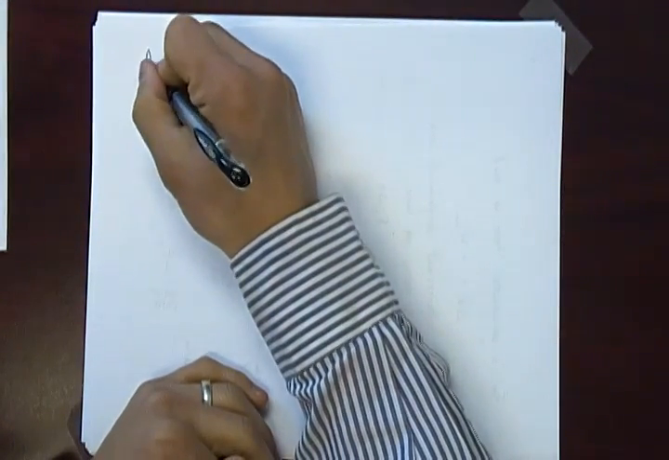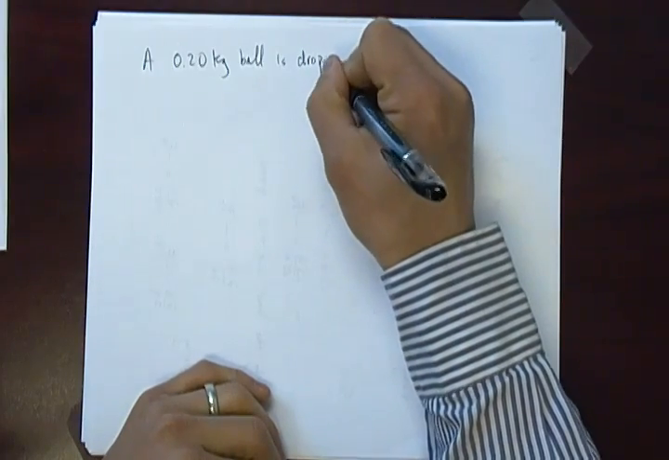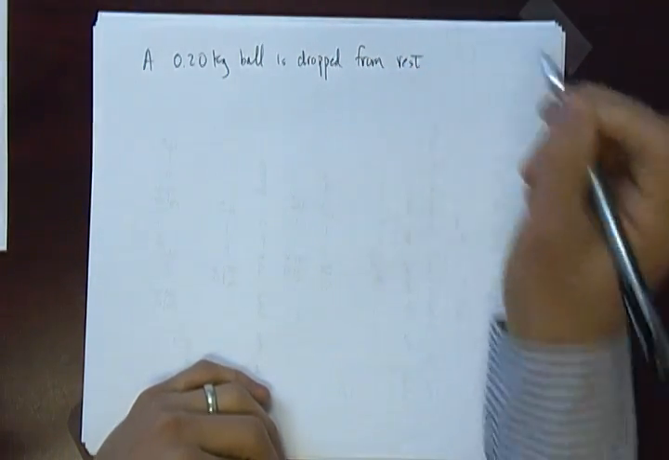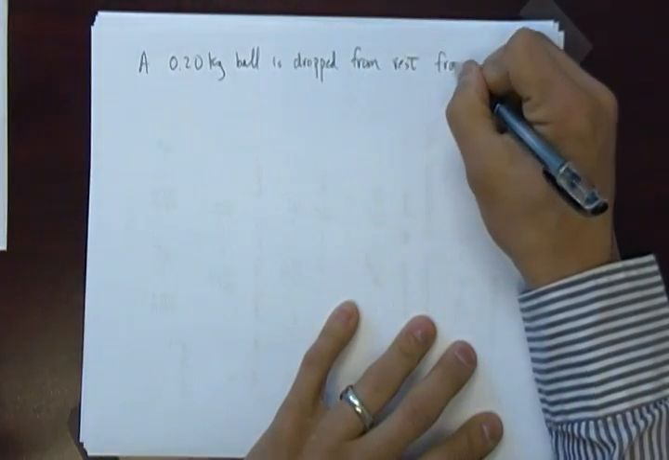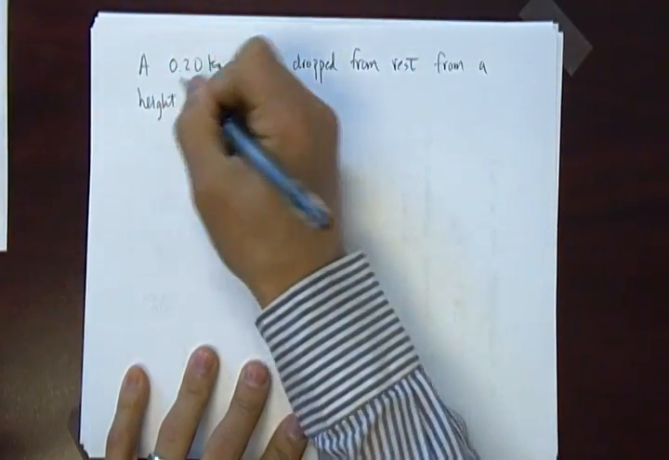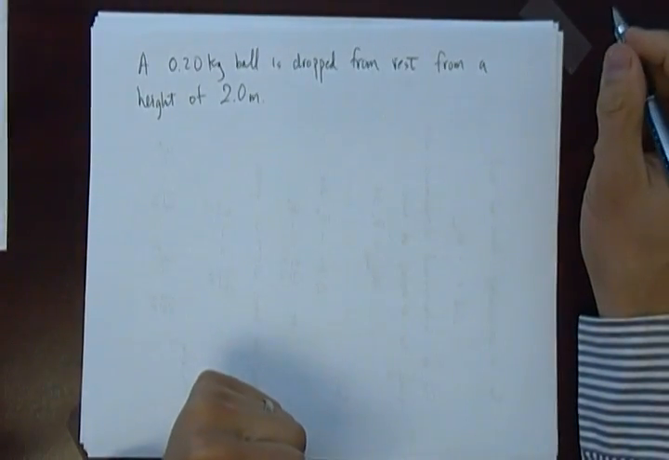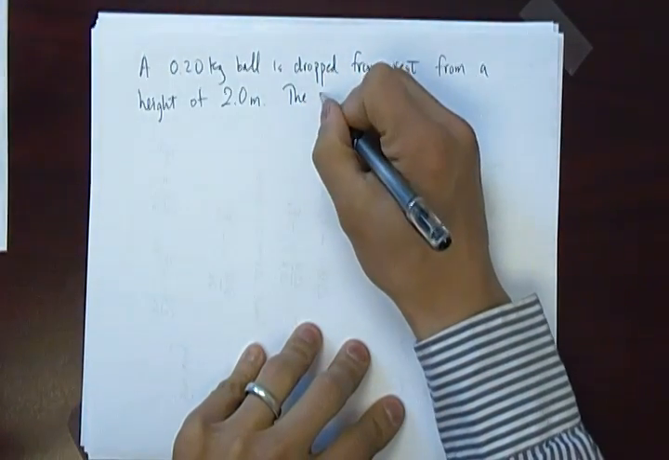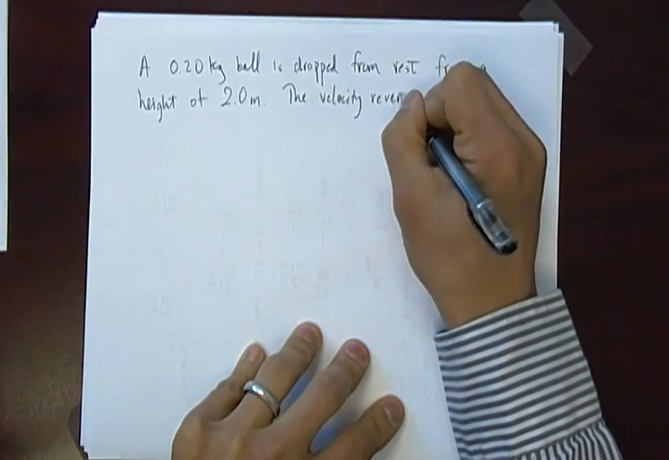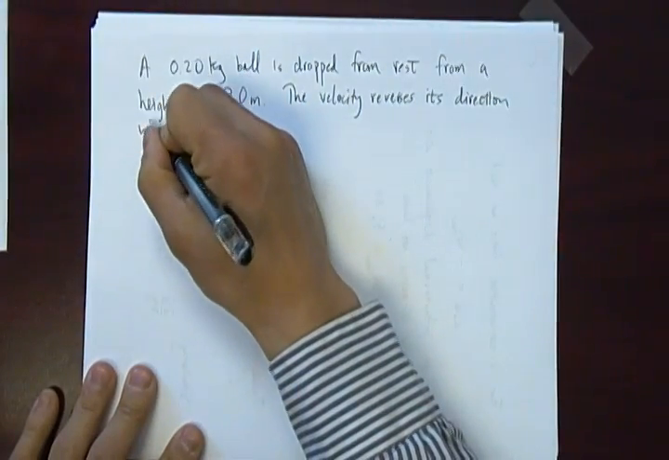We'll go on now. Another review problem. So the example is a 0.2 kilogram ball is dropped from rest from a height of 2 meters. When it strikes the floor, the velocity reverses its direction without decreasing in magnitude.